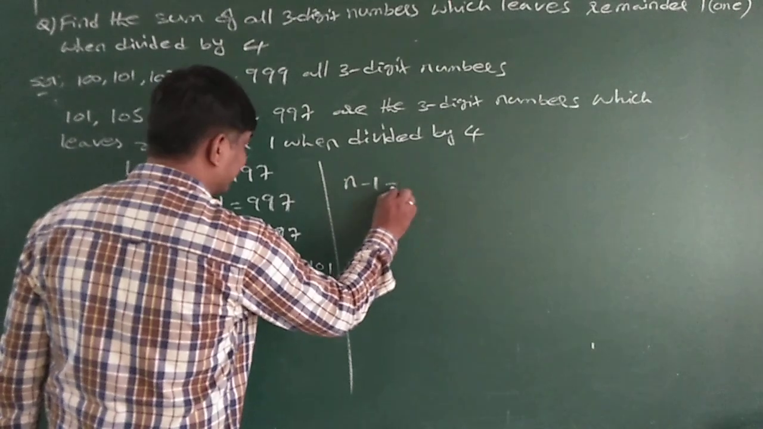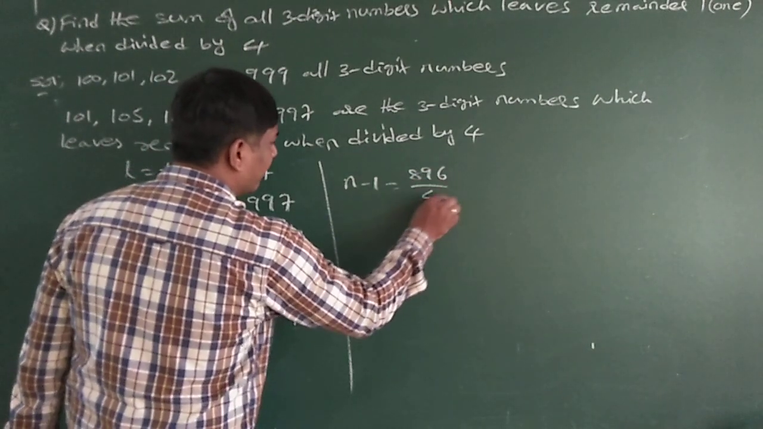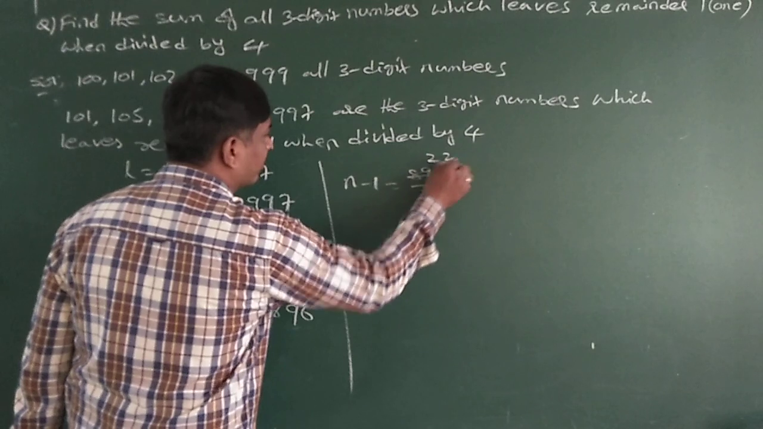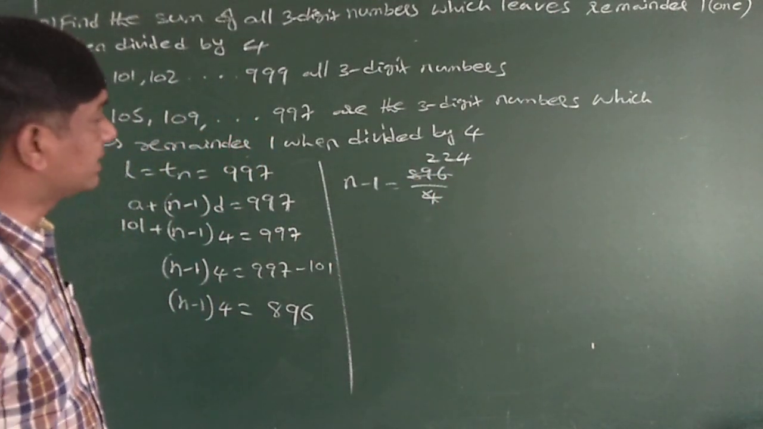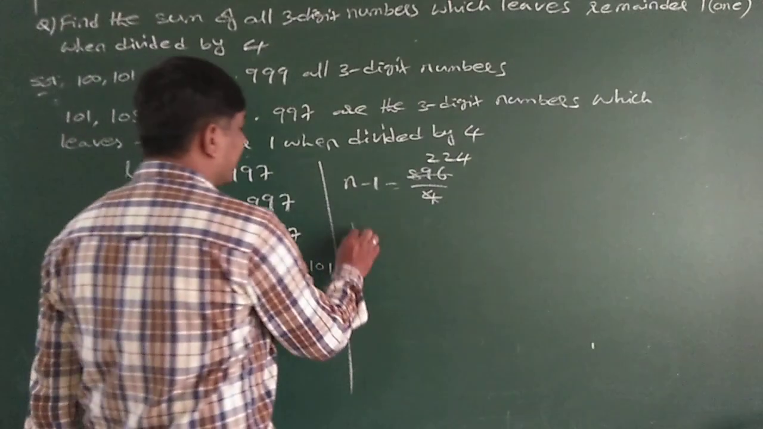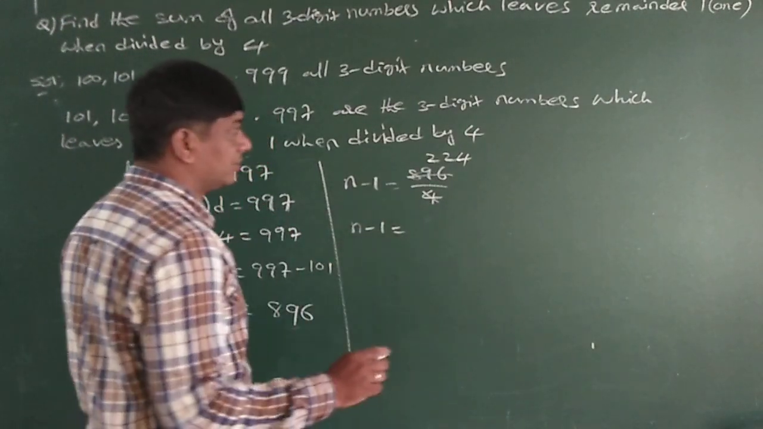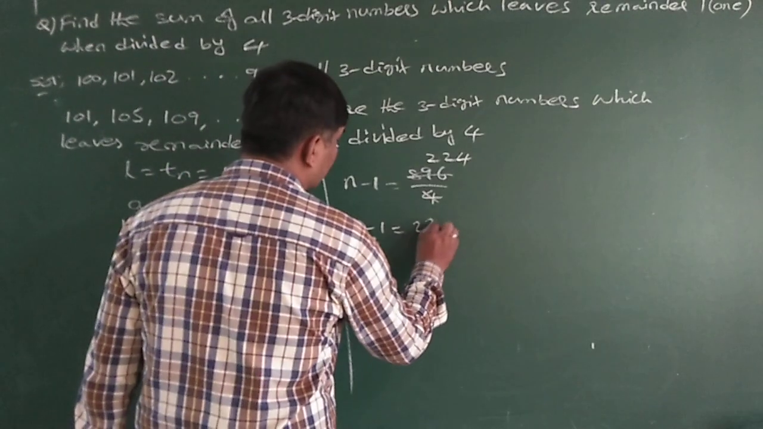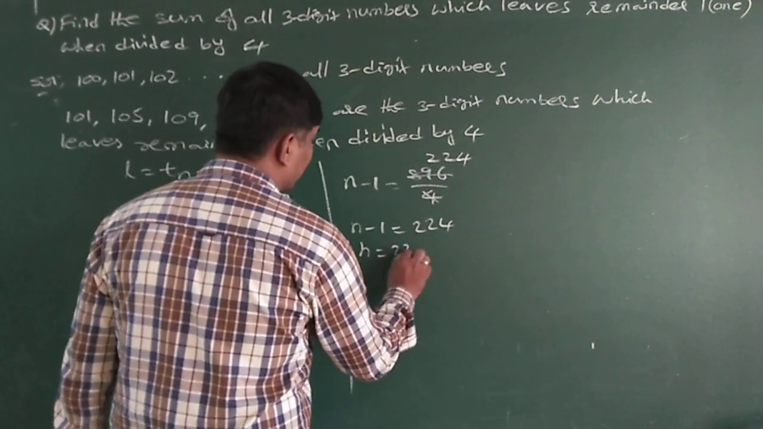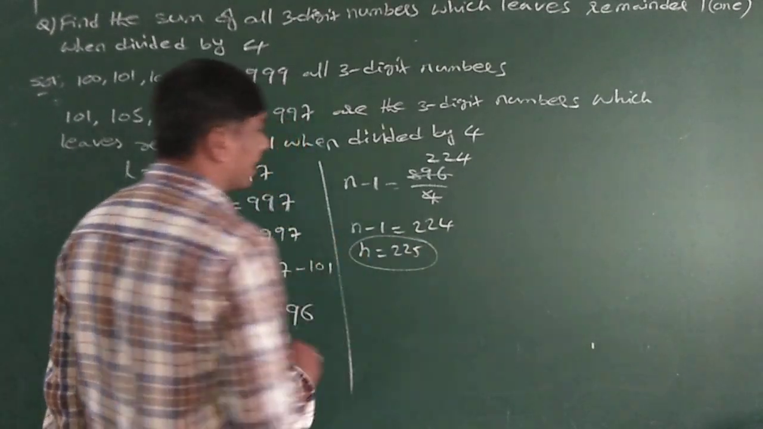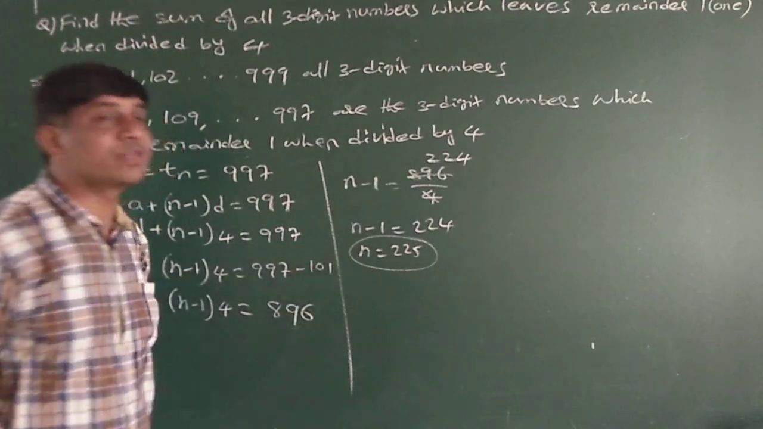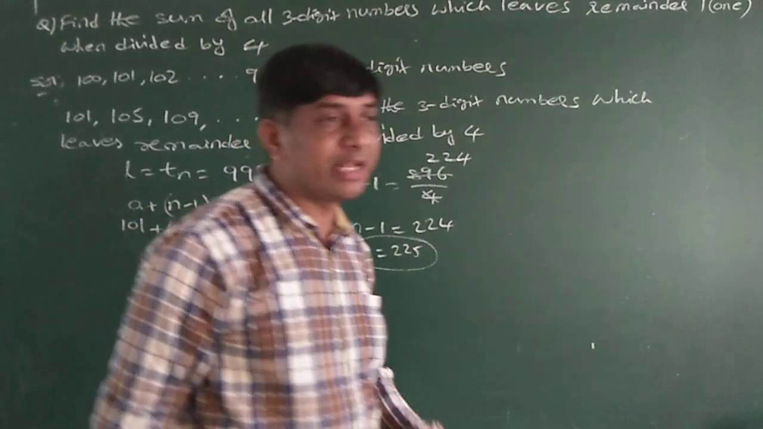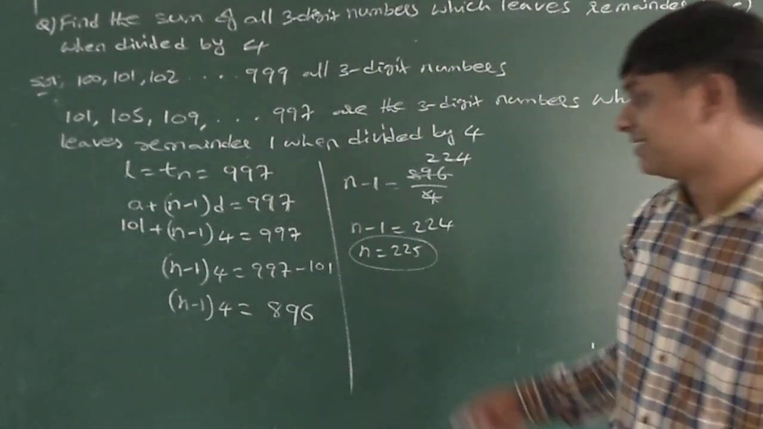Now send this value to the other side: n minus 1 is equal to 896 by 4. 4 1s are 4, 4 2s are 8, 4 2s are 8, 4 4s are 16. So n minus 1 is equal to 224, and n is equal to 225. That means 225 terms are to be added.